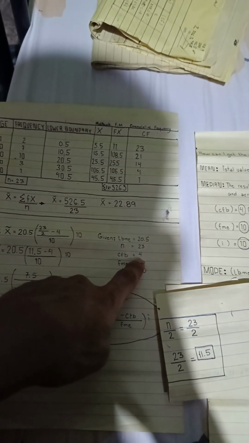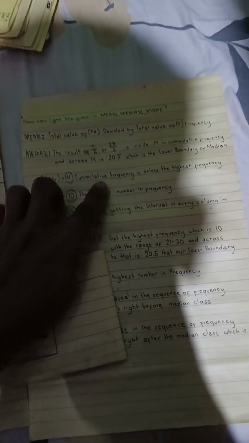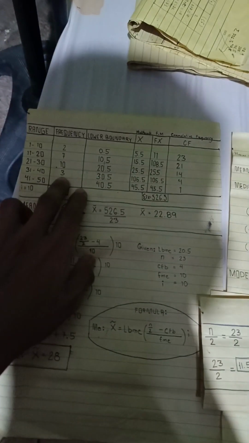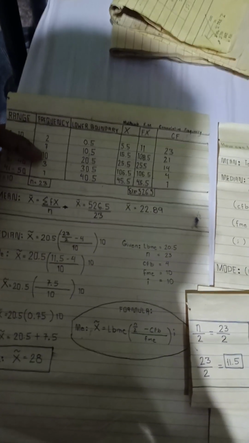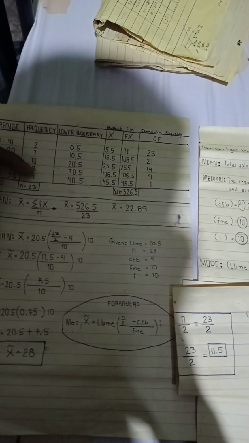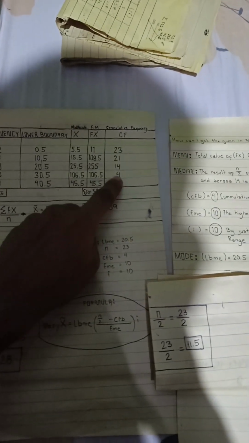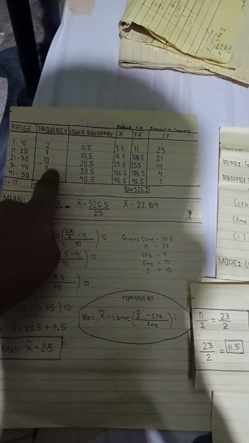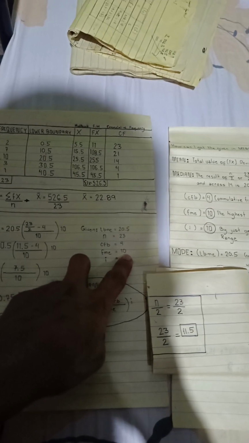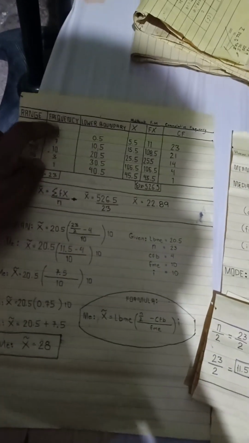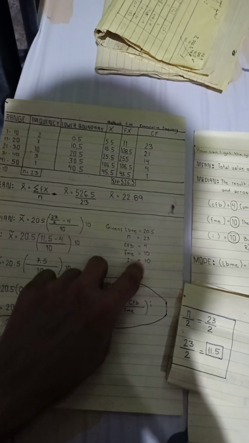CFB is 4, because the cumulative frequency before is below the highest frequency. The highest frequency in the table, 2, 7, 10, 3, 1, is 10. Below that we can locate the CFB, or the cumulative frequency before the median class. Frequency of median class is equivalent to 10. Why 10? Because the frequency of the median class is the highest number in frequency. That's why it's 10.